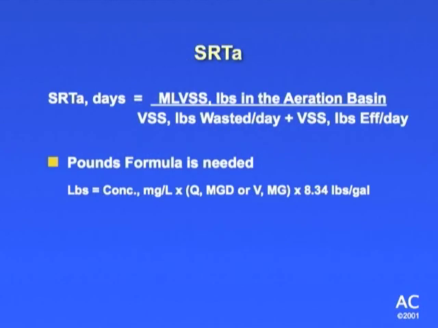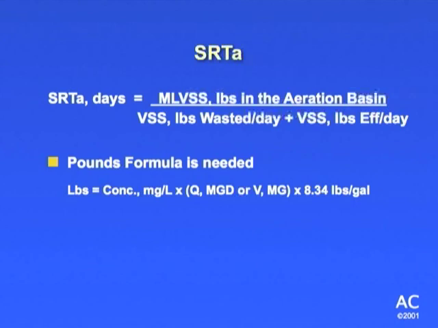Okay, your SRT-A. The definition, in this case, because you're using the volatile, is the volatile pounds in the aeration basin or your aerobic zone, divided by the suspended solids wasted a day, plus the suspended solids in pounds in your effluent that you lose out. The solids should be volatile in the denominator too, right? Good point, yeah. So it's VSS, VSS, VSS.